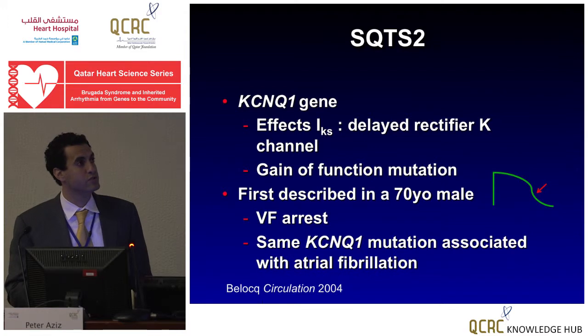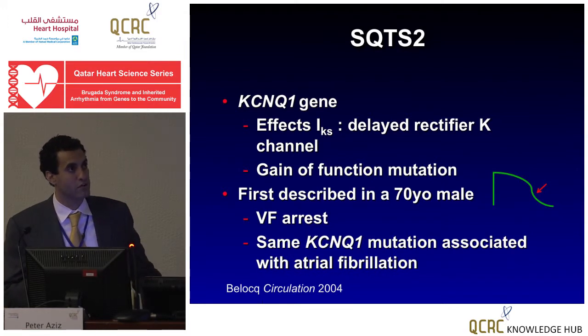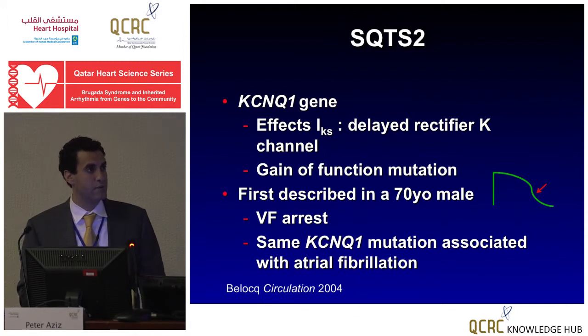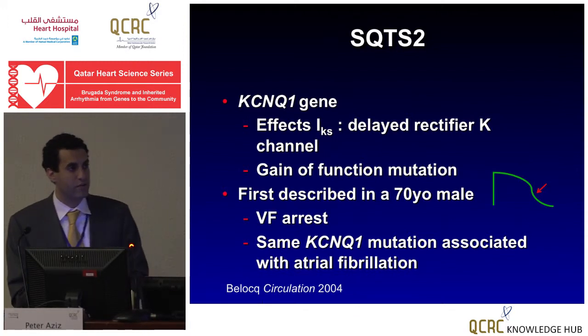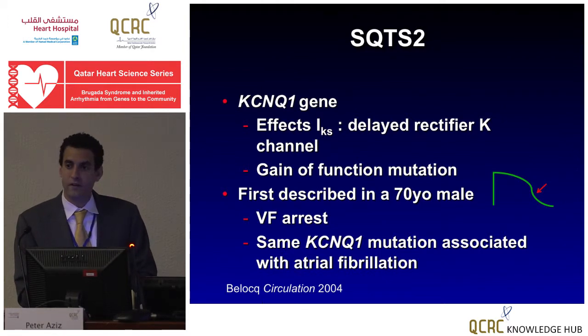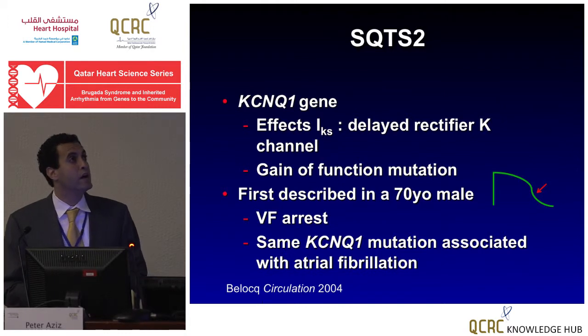Short QT syndrome 2 affects the IKs, the slow delayed rectifier potassium current. It's also a gain of function mutation, a little later in the repolarization phase. First described in a 70-year-old male who had a VF arrest. This KCNQ1 mutation, by the way, is the same mutation that's associated with atrial fibrillation, so there's overlap.